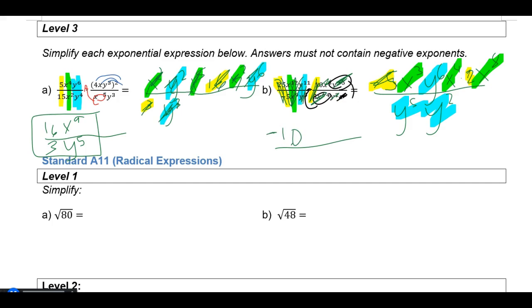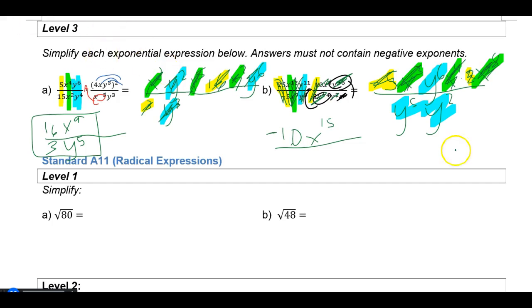Alright, got it. Now the x's. X cubed times x to the 4th is x to the 7th. And x to the 7th times x to the 8th, x to the 15th. So I've got my x's.